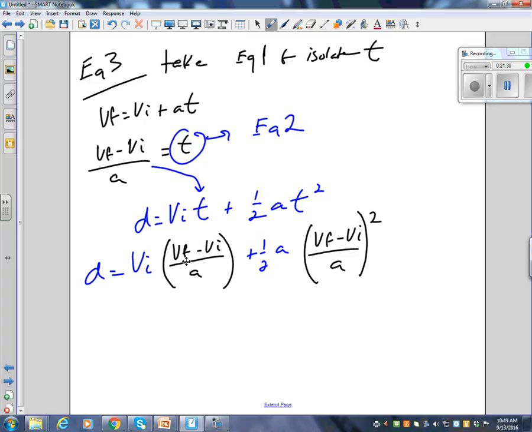Okay, so now I'm going to multiply this VI into this bracket. Taking VI, I'm going to multiply it into that bracket. You don't have to change the color, it's just more for visual, to understand what's going on. So I'm going to write VI times VF, VI times VI is minus VI squared, and it's all over A.